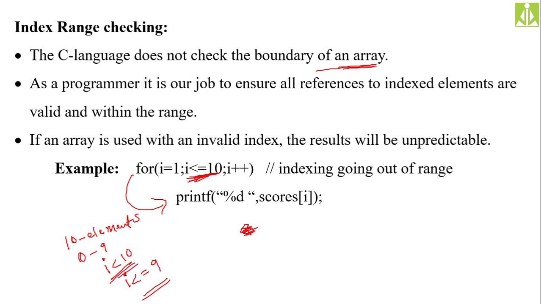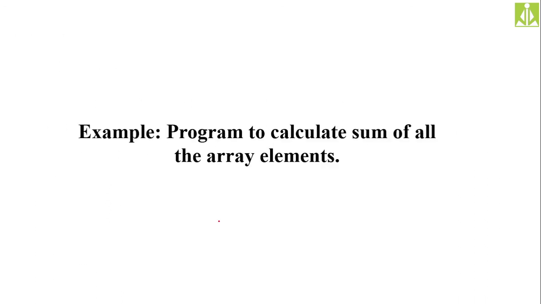These two are acceptable. Don't put i less than or equal to 10. If you do like this, you're crossing the index, and it will give a logical error in your program. There is a simple program to calculate the sum of all elements of the array that we need to demonstrate.